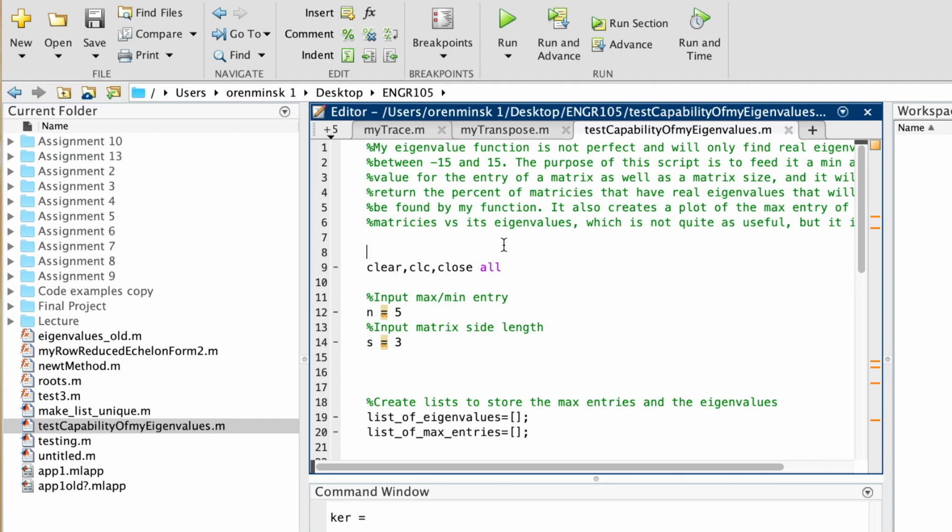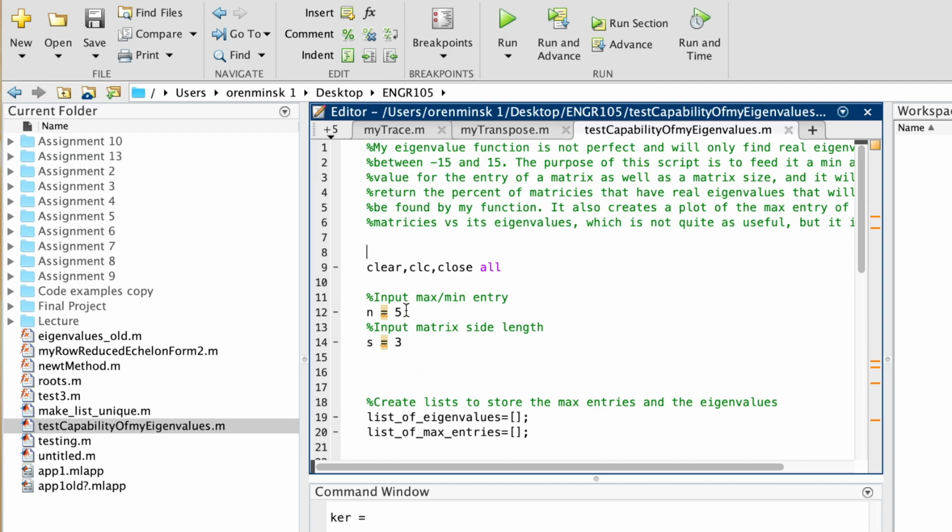And I ran this a lot of times to see what the most consistent answer was. What I found was that for 3x3 and 4x4 matrices with entries between -5 and 5, that number is consistently 0% of matrices whose eigenvalues I would miss. For 3x3 matrices with entries between -6 and 6, that number is also consistently 0.